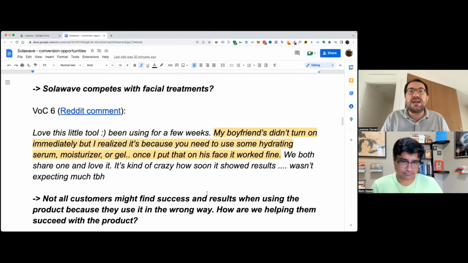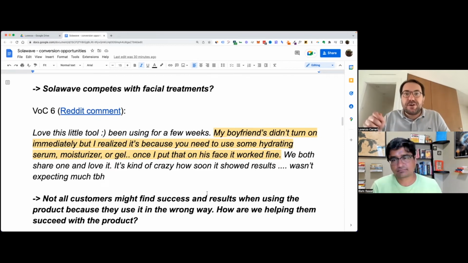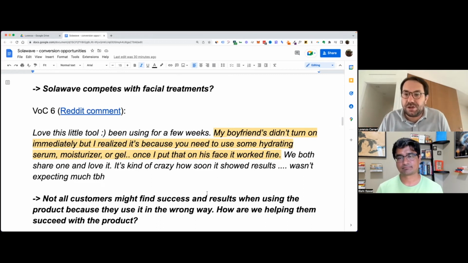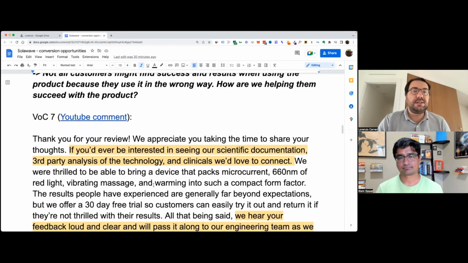Because imagine if the boyfriend never used the gel, right? All of a sudden, he's like, wow, this product is shit. It's not working for me, right? And at the end of the day, the satisfaction comes from how successful the user is at using the product. But if the brand is not putting the user on the path to success, I'm not going to get the results, right? Next one, still from YouTube.